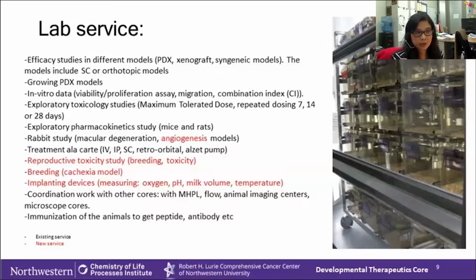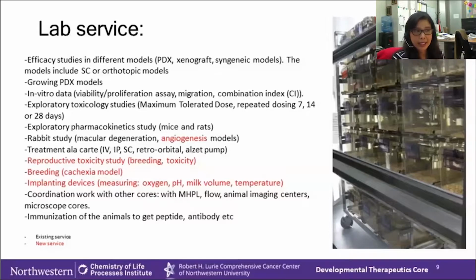We also do a la carte treatment like IV injection, IP injection, sub-Q, retroorbital, or placing an ALZET pump inside the animal cavity, like the peritoneal cavity. We were also just recently requested to run a breeding study, for example a reproductive toxicity study. After we run the toxicology study, for example repeat dosing, we breed the animals so that we understand whether there are pups produced after receiving a certain drug.